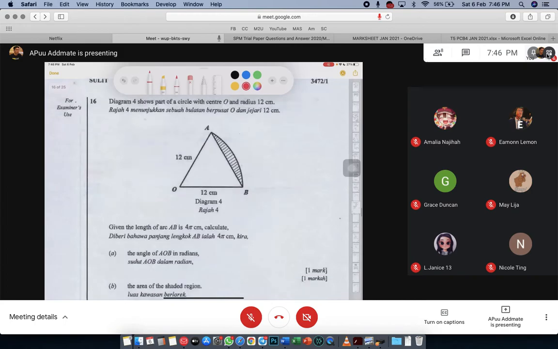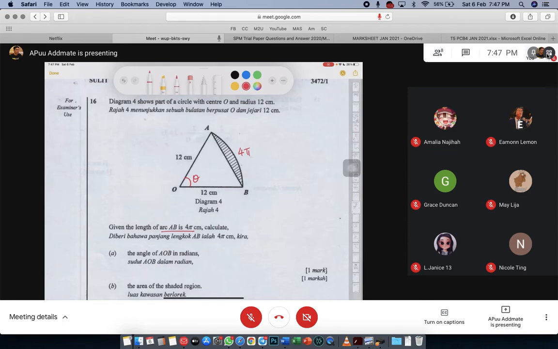Alright, question 16. Let us look at question 16. Question 16 is quite easy. Dia tak susah. Because the first one is to find your angle, A or B. And that question gives you a lot of things. The arc of AB is 4 pi. So dekat situ arc kamu dah ada 4 pi. And then you are just asked to find this angle theta, A or B dalam bentuk radian.